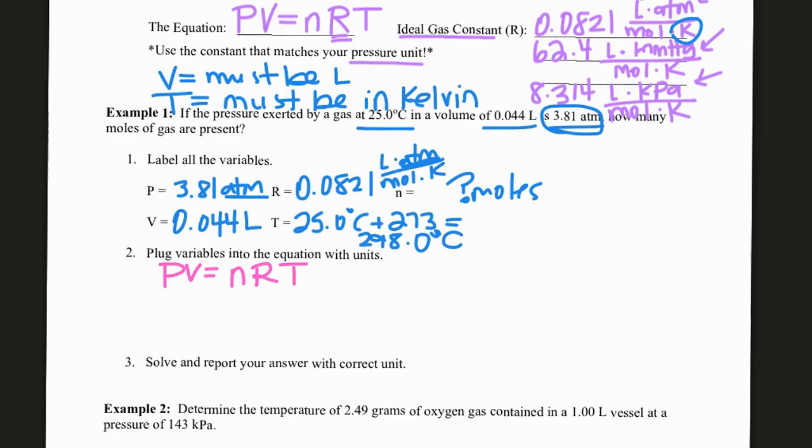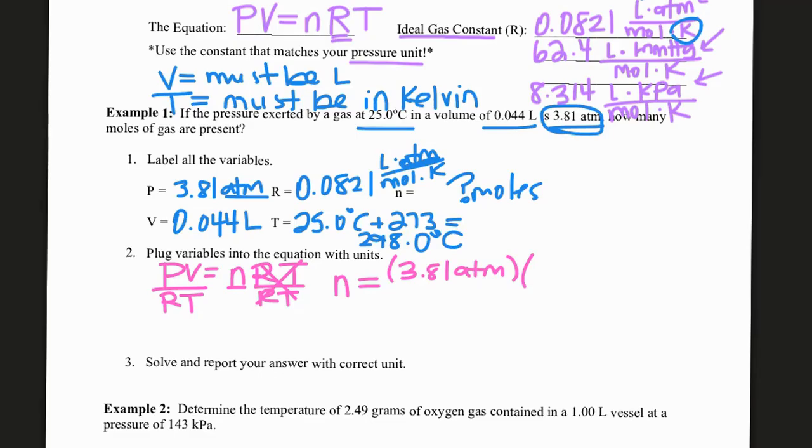And so I am going to solve, and the main reason I do this is because in physics, you're going to have to learn to solve for the variables. So I'm going to divide by RT on both sides. So we just do the opposite, right? And so that moves that over. So my moles are going to equal my pressure, so 3.81 ATMs times, notice I'm putting units on all my numbers, so it's nice and neat and organized and easy to see.